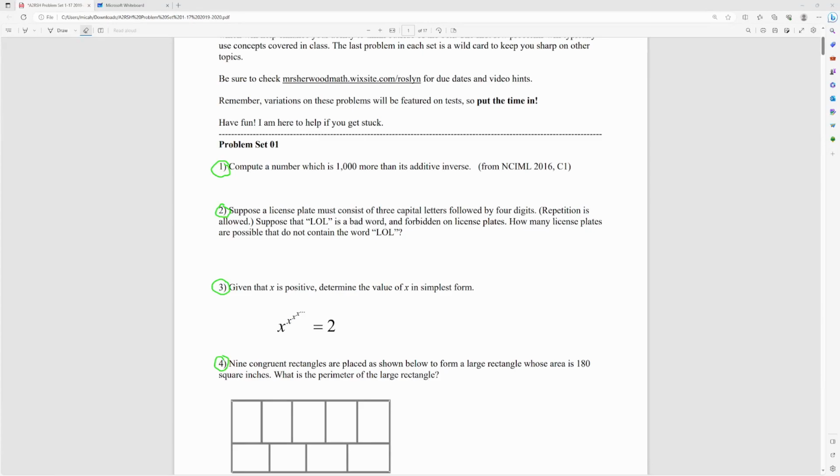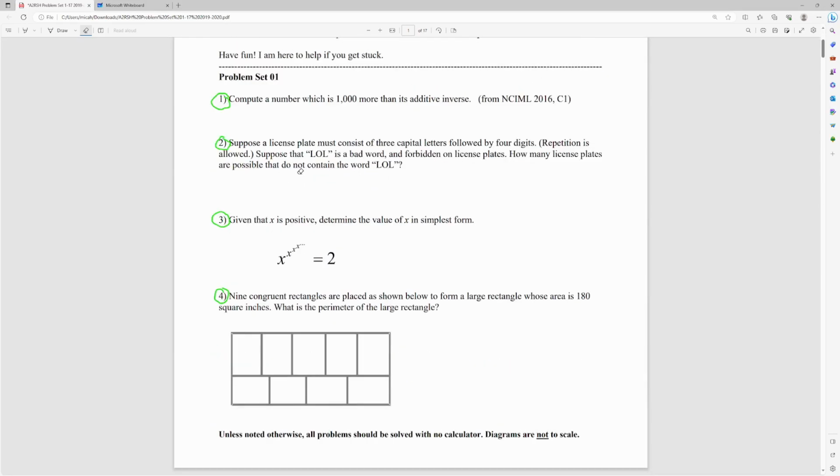Alright guys, today we're going to be doing some problems from the Algebra 2 Research Honors Enrichment problem set. So our first problem is: compute a number which is 1,000 more than its additive inverse.